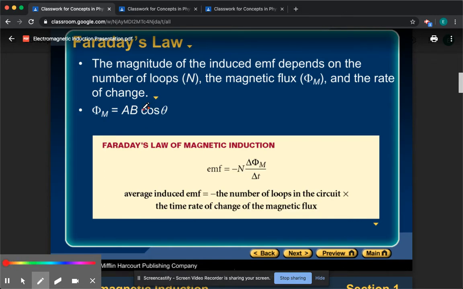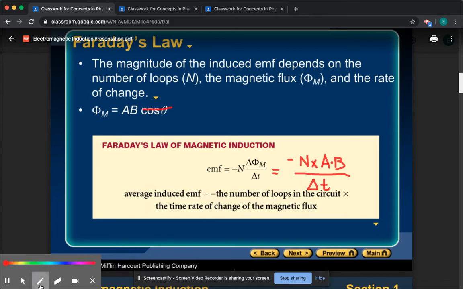So again, you can ignore the cosine bit. And this is just the number of loops times the area times the magnetic field strength divided by time. This is change in time, and this is either change in area or change in the field. So this is the equation. This is the new equation we're going to be using. This is the EMF equation.